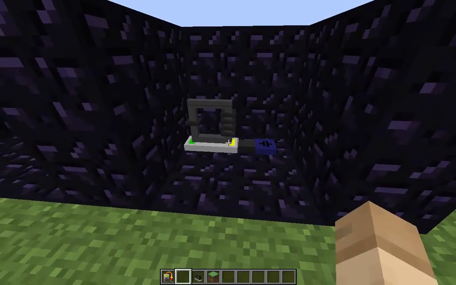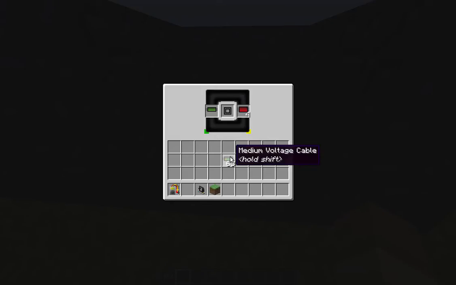Lastly, be careful not to put too many cables in the lower slot. This causes the voltage to not get stepped down correctly, and results in yet another explosion due to the voltage cables being overloaded on the low side.